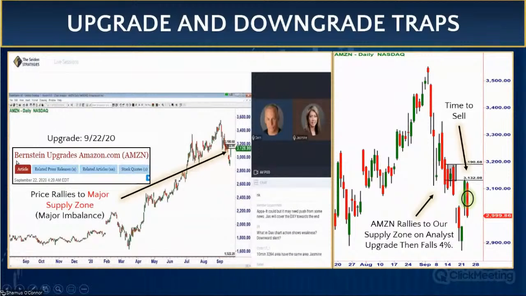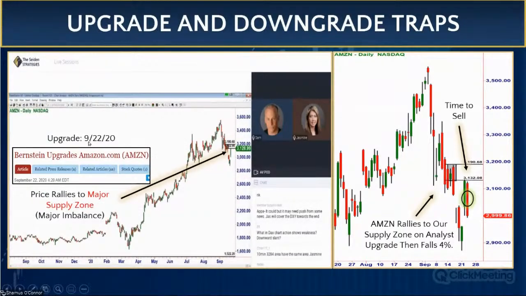So oftentimes they'll throw upgrades onto stocks that they're looking to dump, or downgrade stocks that they're actually looking to acquire. Well, what we do is we take these common traps and turn them into opportunities. I would never buy an upgrade, because if I'm buying an upgrade, usually the prices are going to be high. If I see an upgrade, I'm looking for a place to sell, but only into an area that meets our structure and location criteria.